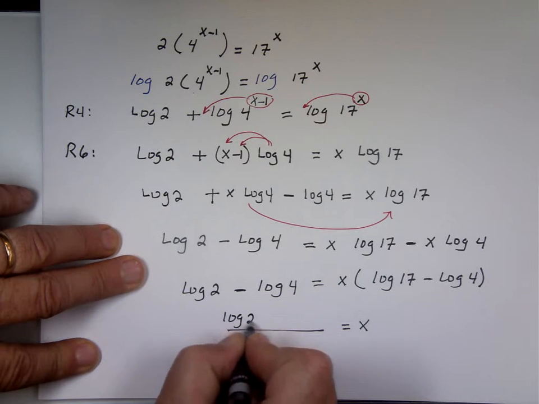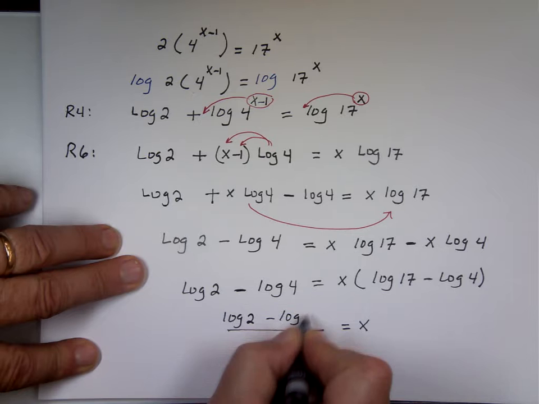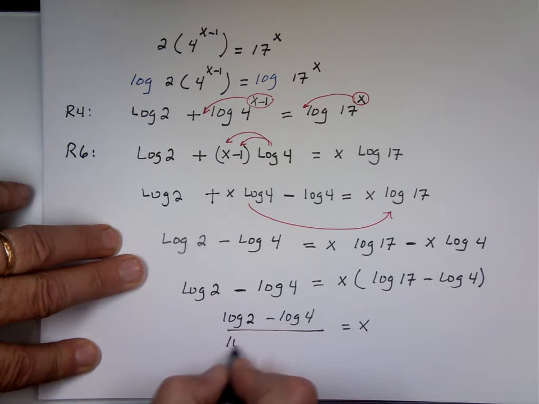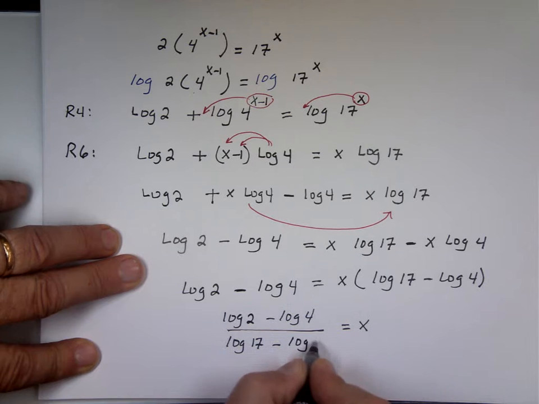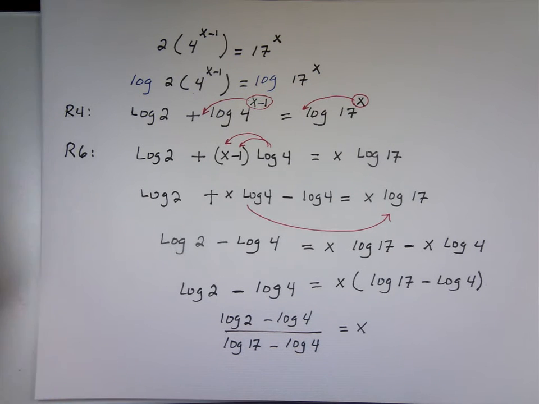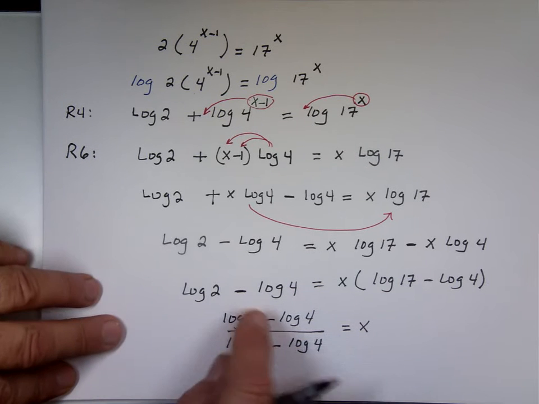So it's log of 2 minus log of 4 over log of 17 minus log of 4. So if they ask for an exact answer, that's your exact answer. I know you can simplify this because that's subtractions.